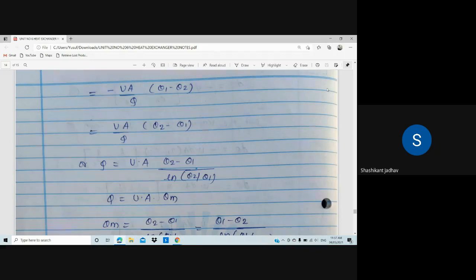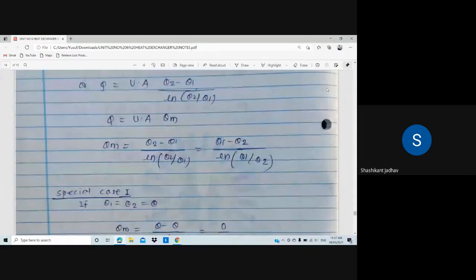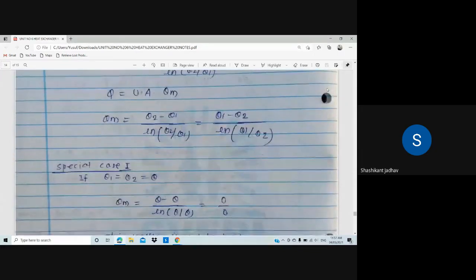So what is the value of theta m? Theta m is equal to theta 2 minus theta 1 divided by ln of theta 2 upon theta 1, which is equal to theta 1 minus theta 2 divided by ln of theta 1 upon theta 2.